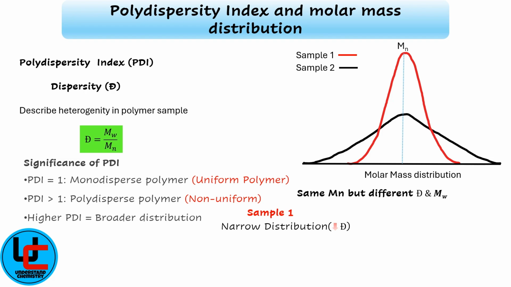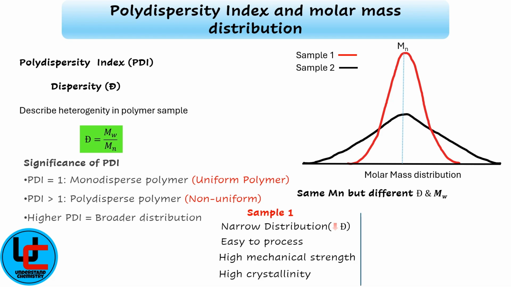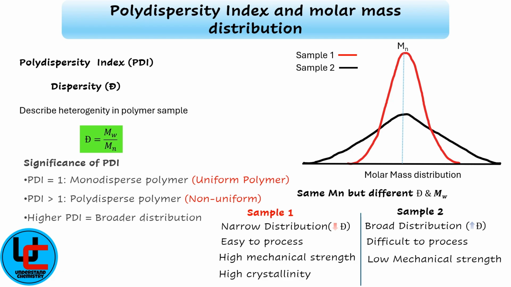Sample 1 has a narrow distribution, meaning most chains are similar in size, leading to easier processing, high mechanical strength, and higher crystallinity. These properties are critical for applications requiring uniformity, such as high-strength materials. Sample 2 has a broader distribution, indicating greater variation in chain size. This makes processing more difficult and results in low mechanical strength and crystallinity. Broad distribution can, however, be useful in bulk applications like adhesives or packaging, where chain variability can enhance flexibility.